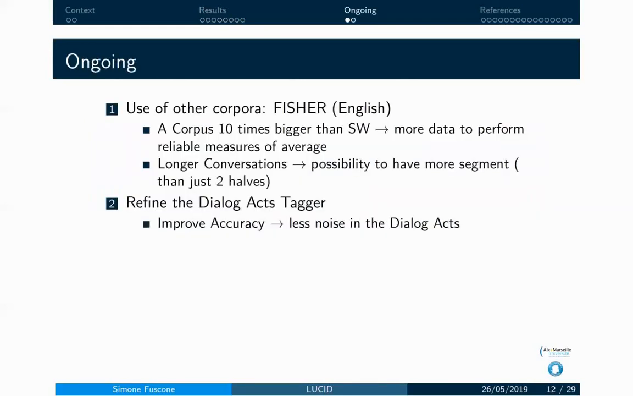As ongoing work, we want to use a bigger dataset called Fisher, which contains 10 times the conversations of the Switchboard. This has two benefits. The first one is that we can compute reliable measures of average, and that we can test our approach in more than two halves. And in addition, we can refine our dialogue acts using more dialogue act activities.